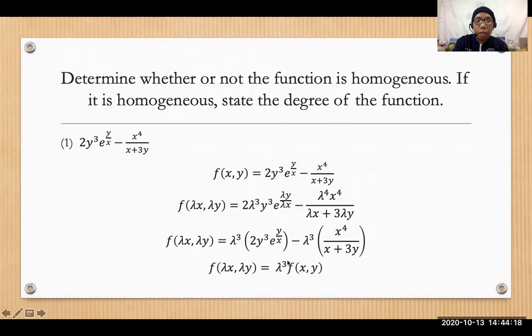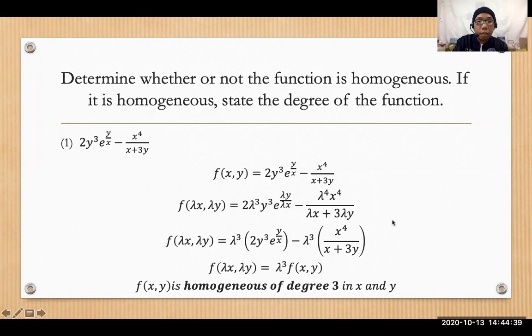So this lambda will help us determine the degree of the function. The exponent of lambda is the degree of the function. Now, this is a homogeneous function of degree 3 in x and y.